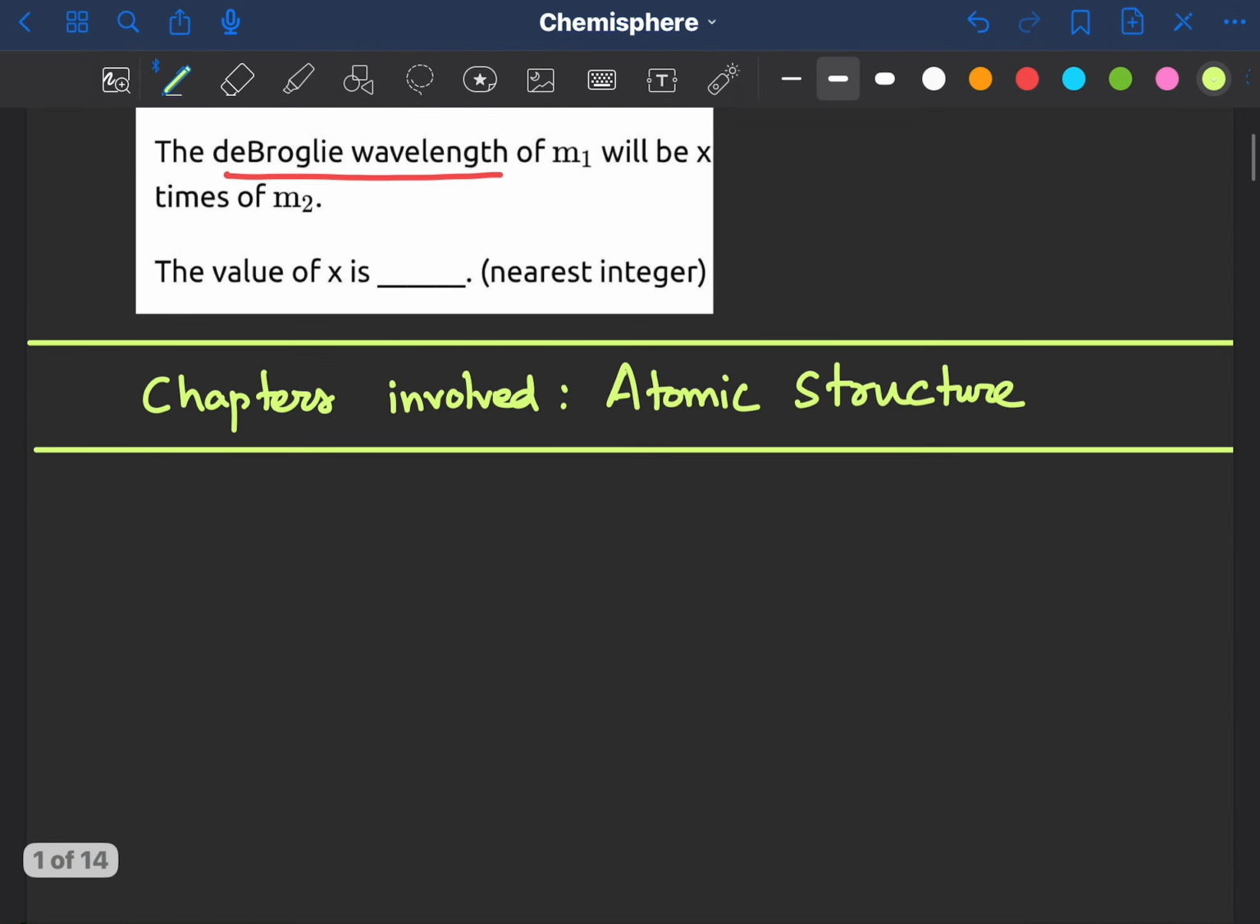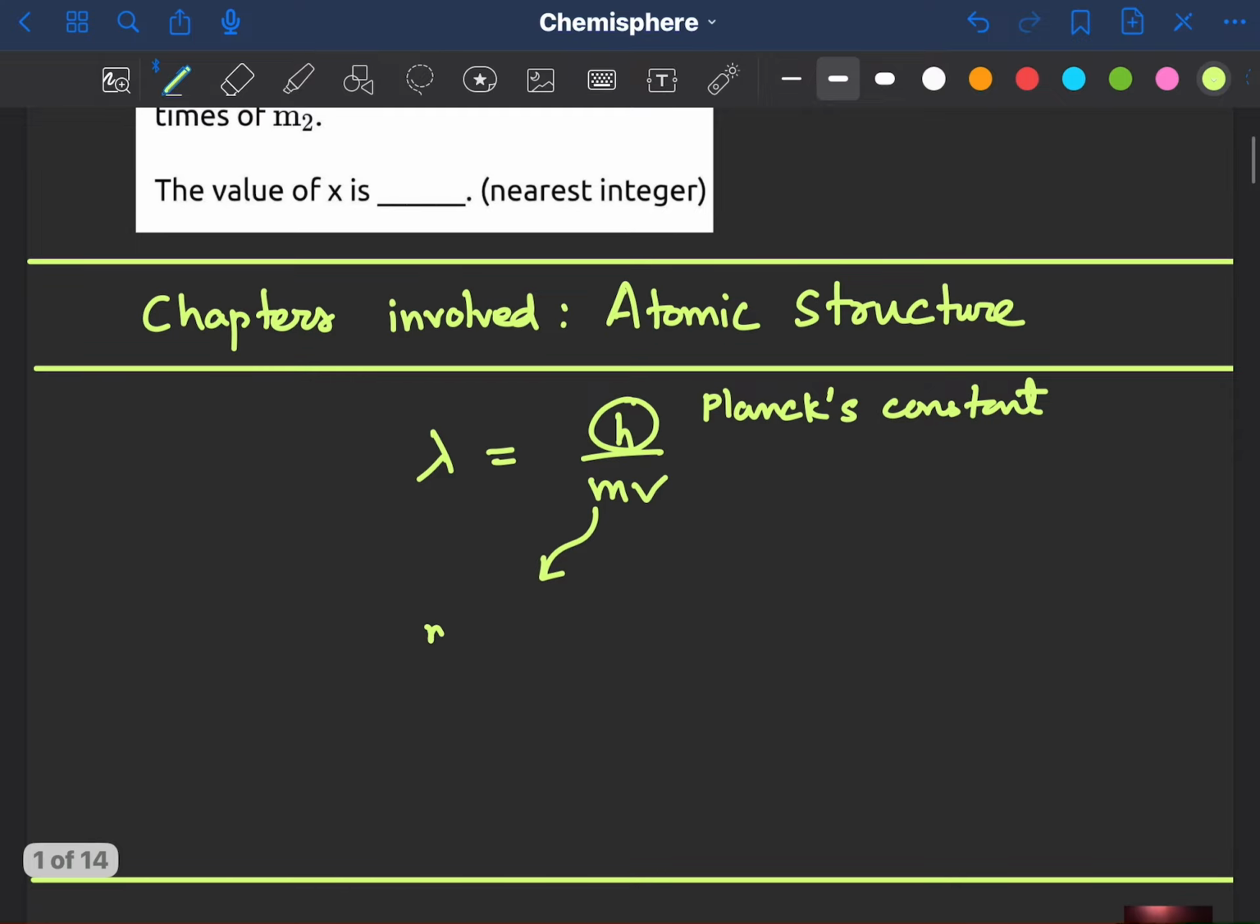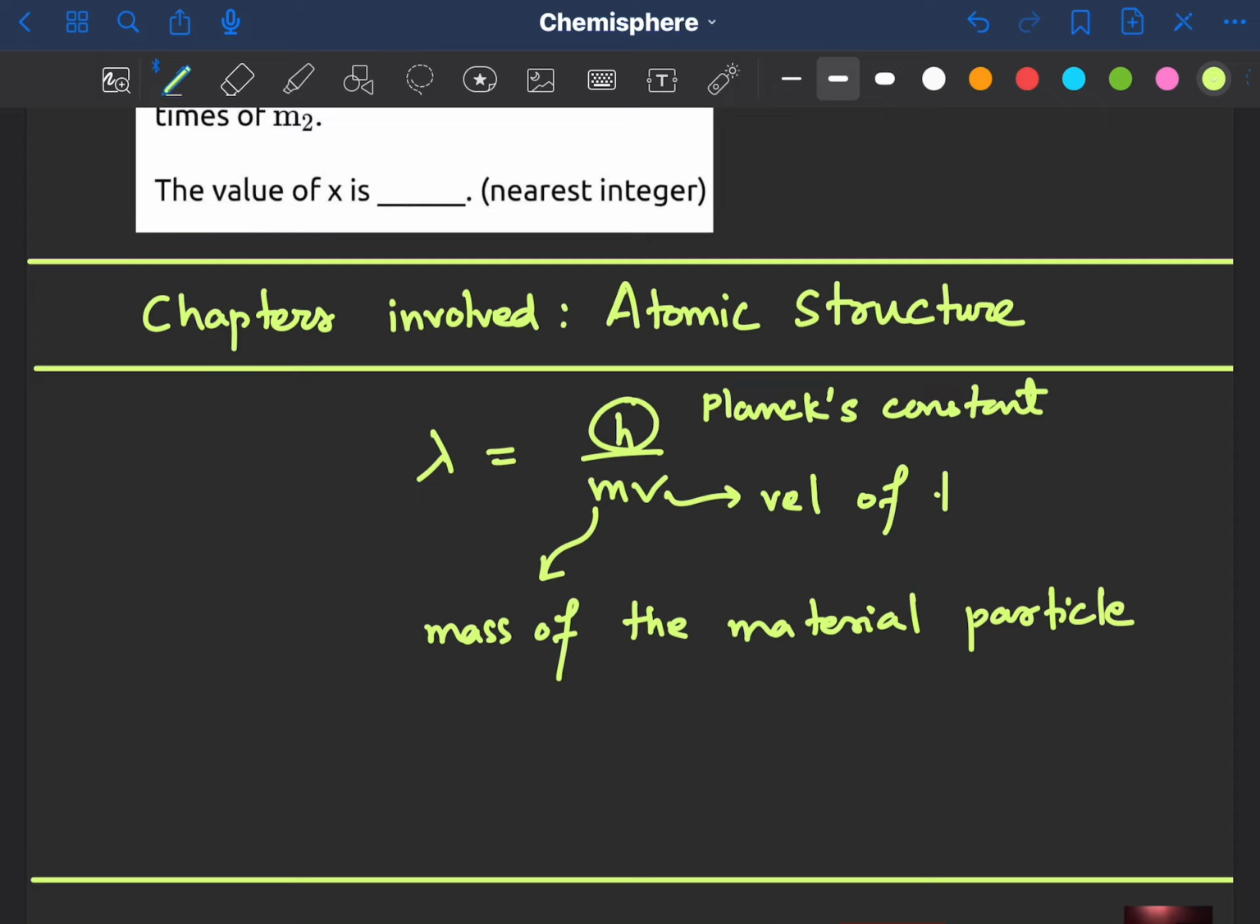So we know that according to de Broglie's equation, the de Broglie wavelength, that is lambda, is equal to h by mv. Okay, where h is our Planck's constant, m is the mass of the material particle, v is the velocity of the material particle, and obviously lambda is the wavelength of every matter or material particle.